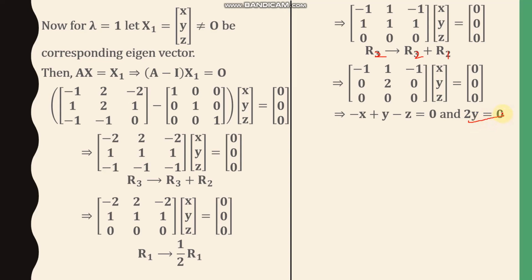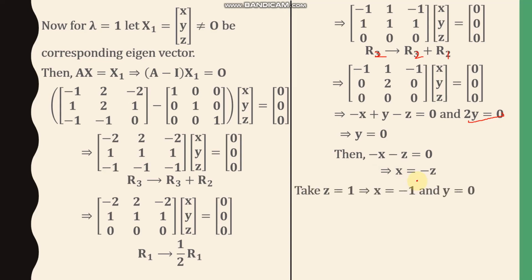From here the value of y comes out to be 0. So put the value of y as 0 here. So we get minus x minus z equal to 0, and from here the value of x comes out to be minus z. So we can let z be 1. If z is 1, x will be equal to minus 1 and y is 0.